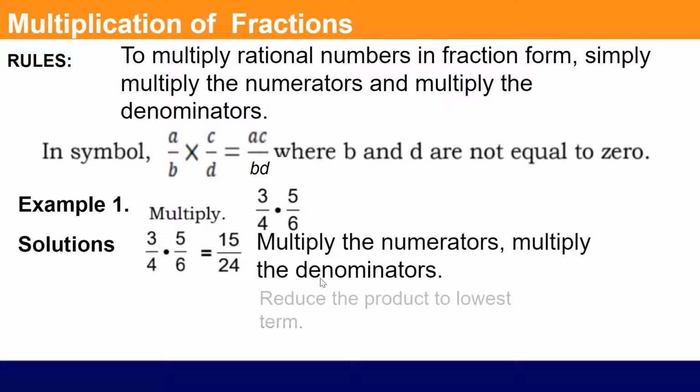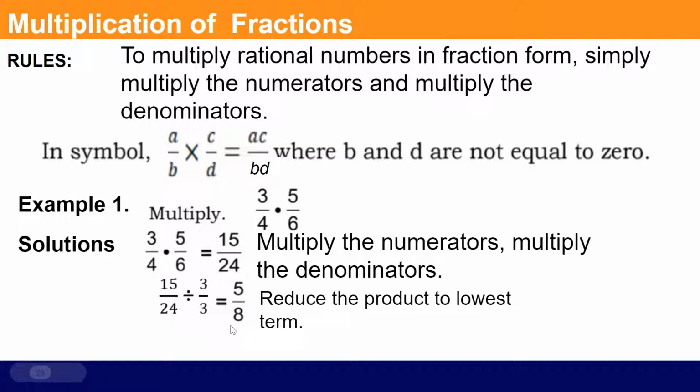Now, we have to reduce your product into lowest term. So, paano po tayo mag-reduce into lowest term? So, 15 and 24. Find the GCF or the greatest common factor of 15 and 24. Ayan, so we have 3 over 3. So, divide 15 divided by 3 and 24 divided by 3. So, we have the answer 5 over 8. So, now our fraction is now in lowest term. Therefore, the product of 3/4 and 5/6 is equal to 5 over 8.